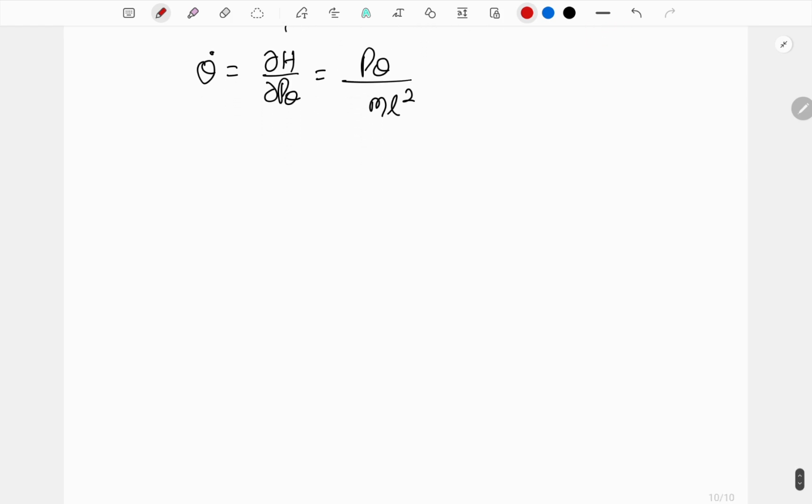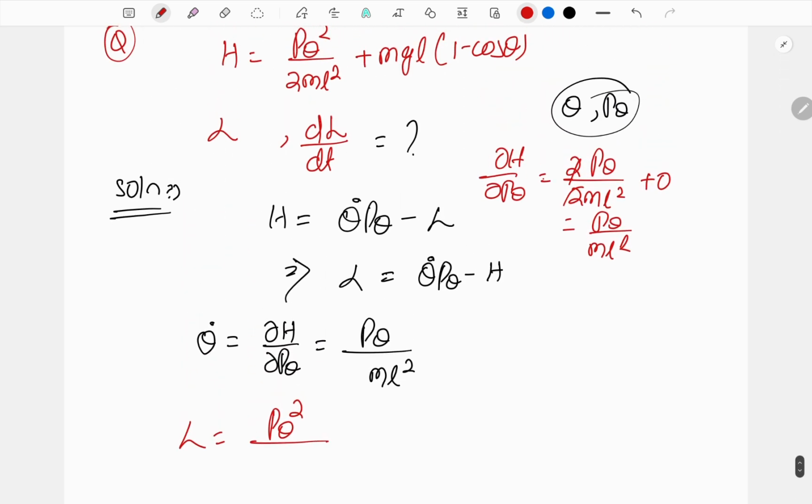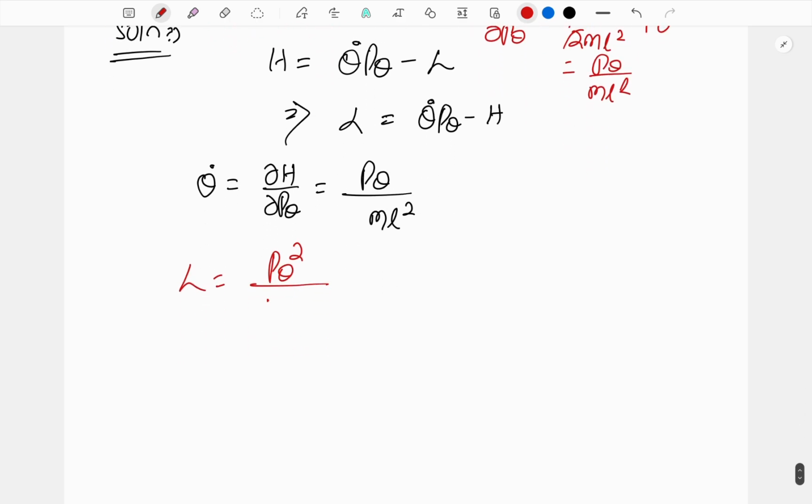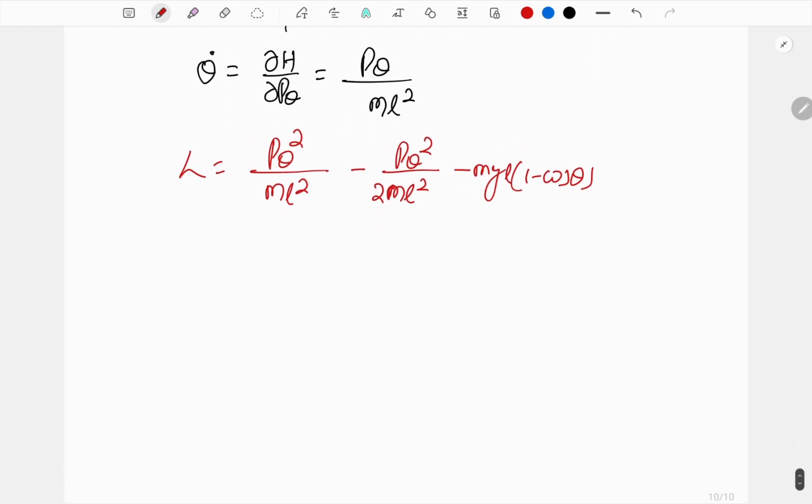And next, just put it in place of the Lagrangian. Theta dot p theta: theta dot I got is p theta upon ml square, so p theta square upon ml square, minus the Hamiltonian. The Hamiltonian is given to you: p theta square upon 2ml square plus mgl times 1 minus cos theta. We are subtracting, so this will become minus. Okay, I hope you are getting it. If you subtract this, you will get half p theta square upon ml square minus mgl times 1 minus cos theta. Okay, so this is the Lagrangian of the system.